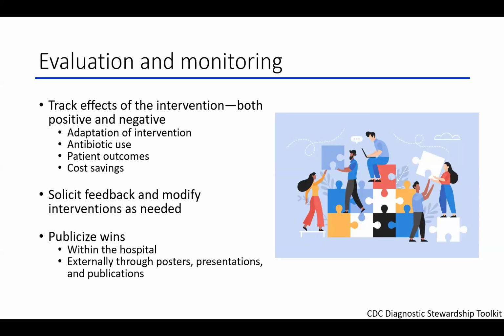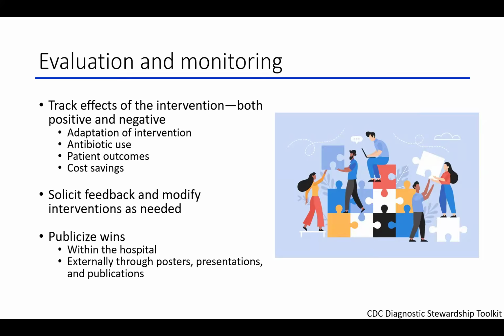Once you have identified and implemented an intervention, you need to track the effects. And again, don't assume it's going to be one way or the other. You have to take it as it comes and adapt, and look at antibiotic use, patient outcomes, cost savings, anything that can help promote what's going on here. It may give you a clue, if it's not working, what you could change to get it to work. Solicit feedback and modify as needed. And then I would definitely say publicize the wins.